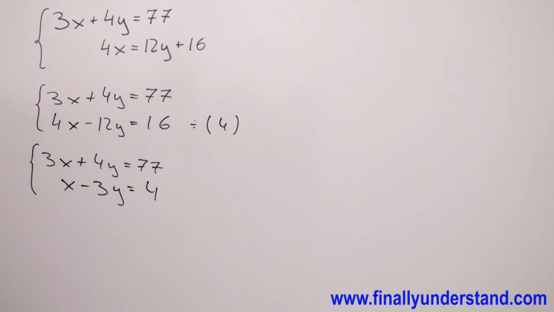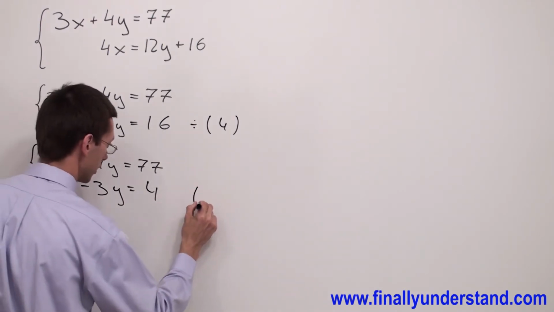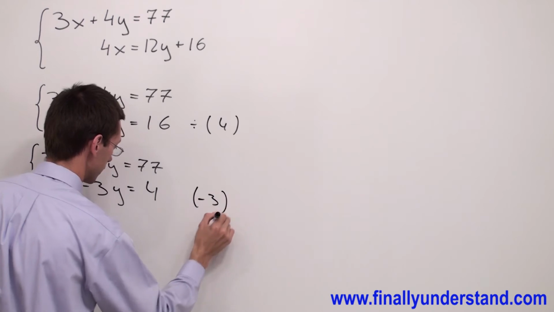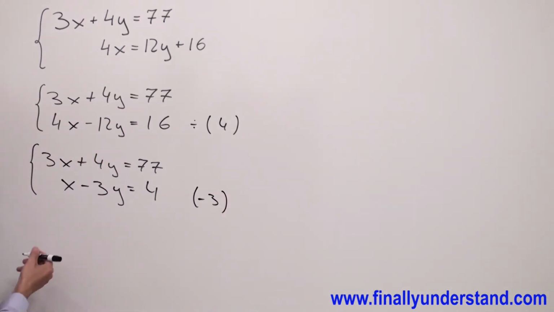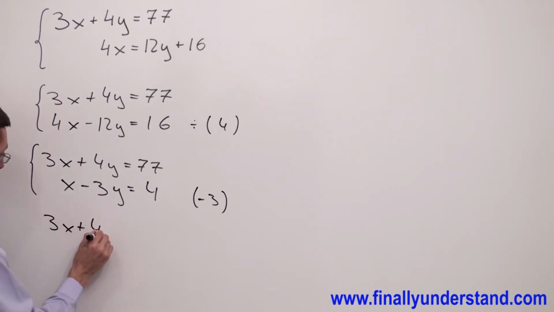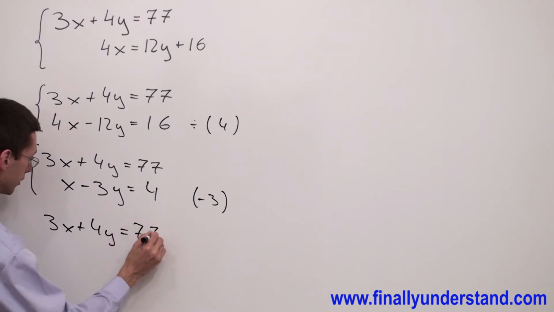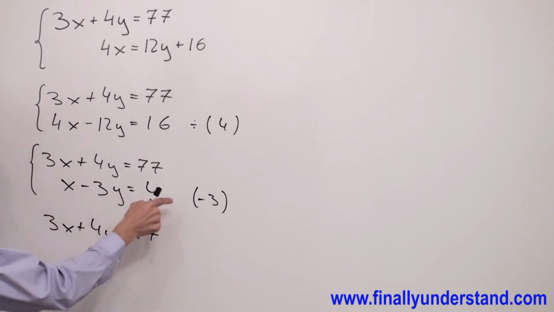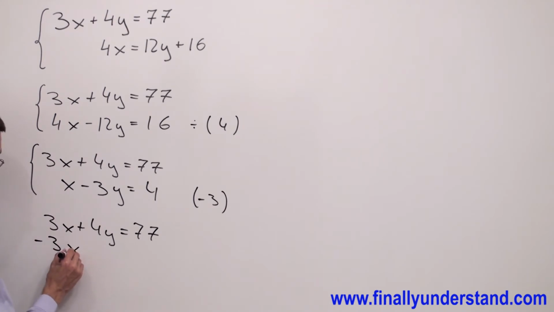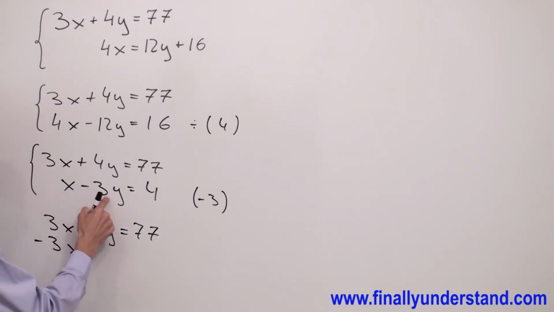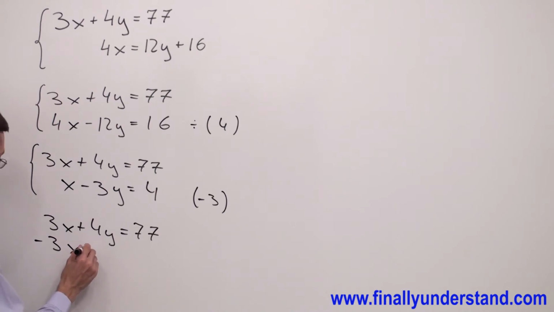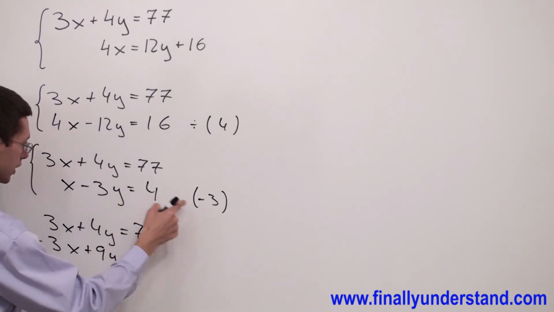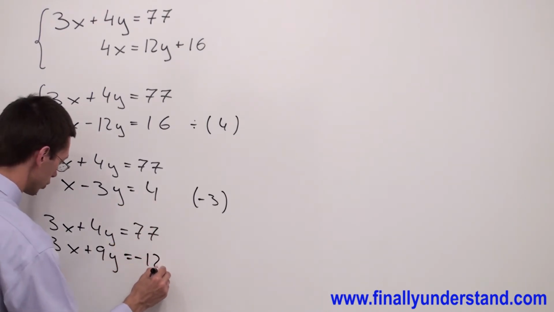So what can we do over here? We can multiply the second equation by negative 3. Why do I multiply by negative 3? Let me show you. Copy down the top equation first. We have 3x plus 4y is equal to 77. And x times negative 3 is negative 3x. Negative 3y times negative 3 is positive 9y, equals 4 times negative 3, which is negative 12.